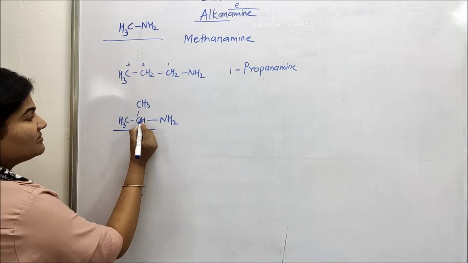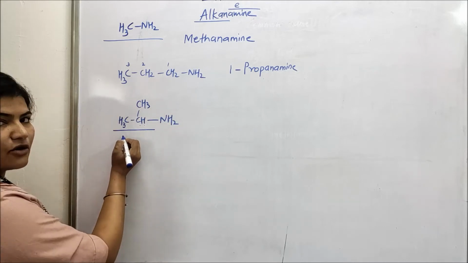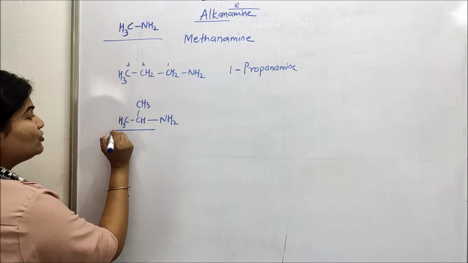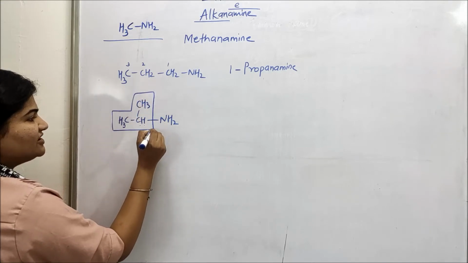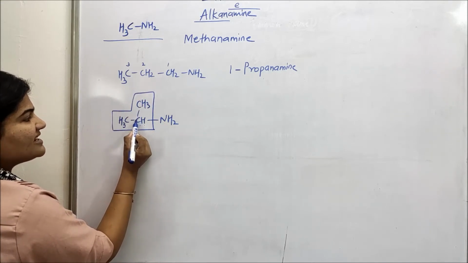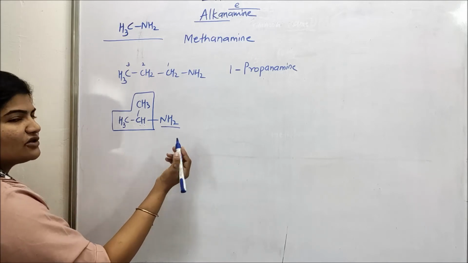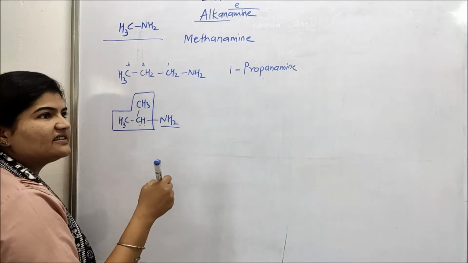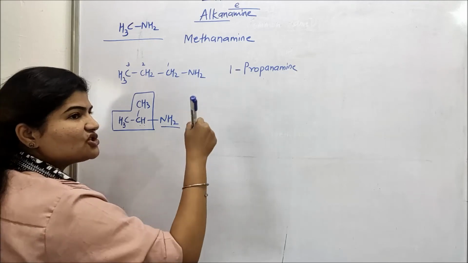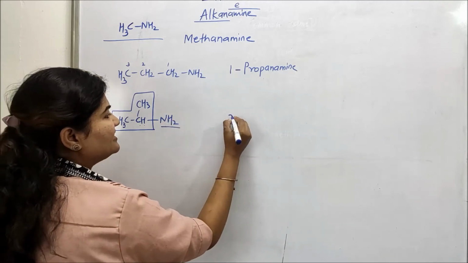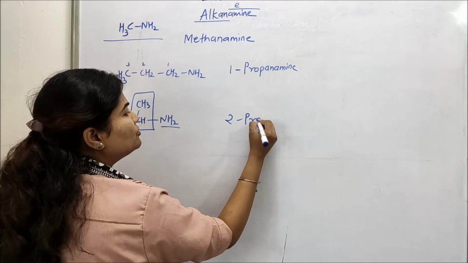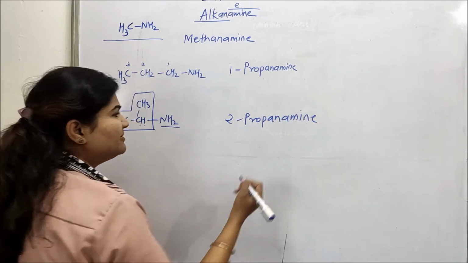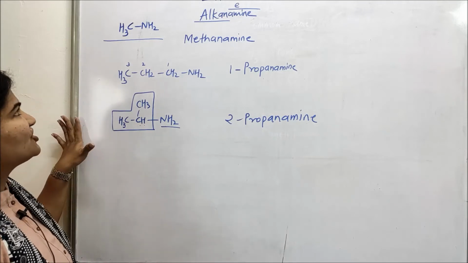So in common name, this will be called isopropylamine, but in IUPAC what we have to do is find out the longest continuous chain of carbon atoms, and on the second carbon this amine group is present. So we have to specify the location or position of the functional group. So here in that case the name will be 2-propanamine. Okay, 2-propanamine will be the IUPAC name for this structure.